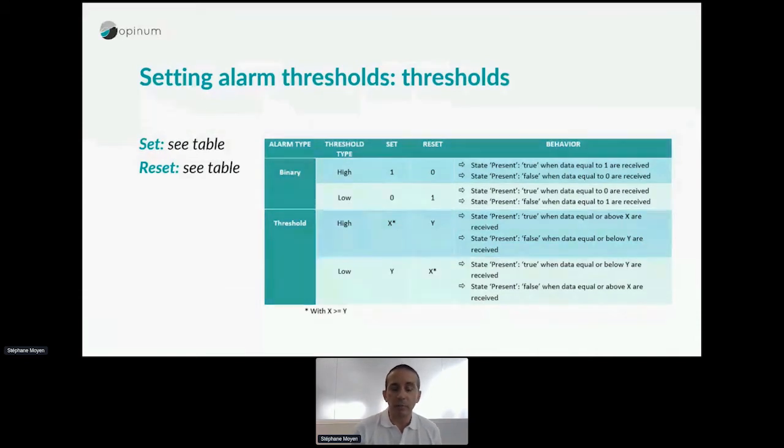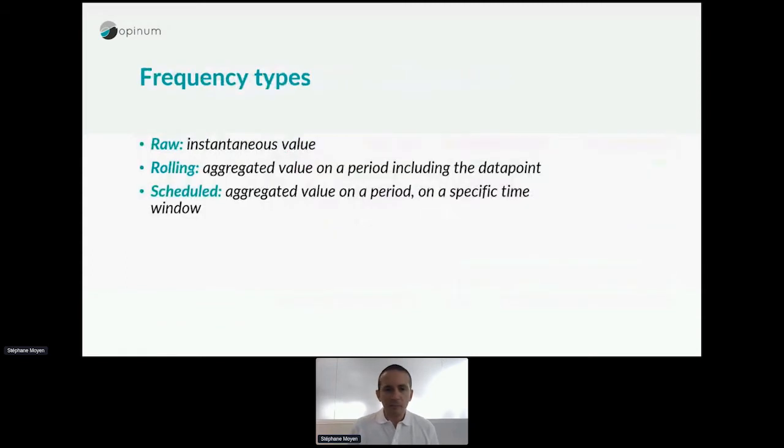For the threshold type, this is going to be the same principle, except that it's not going to be 0 or 1. It's going to be a value of X or Y. So, for example, 100 kilowatts for the set value, and 50 kilowatts for the reset value if you're a high type. So you're looking at values higher than 100 kilowatts. This is going to be seen in diagrams after, and of course a demo.